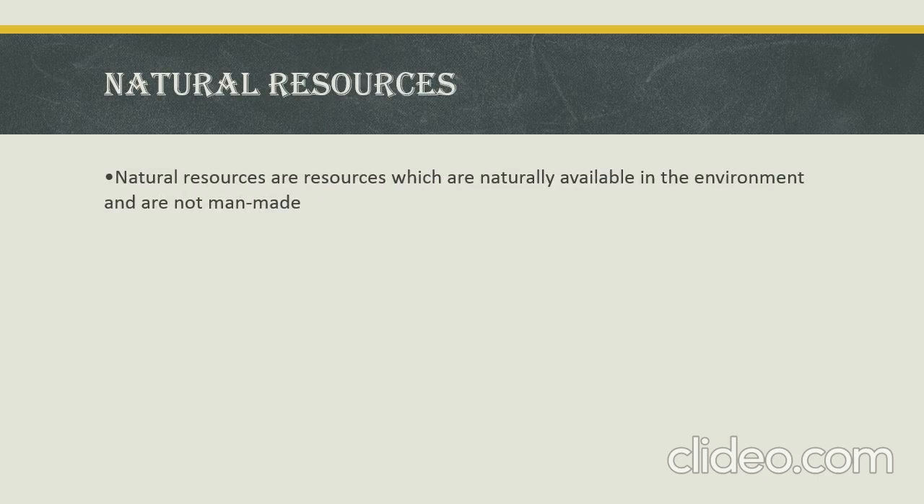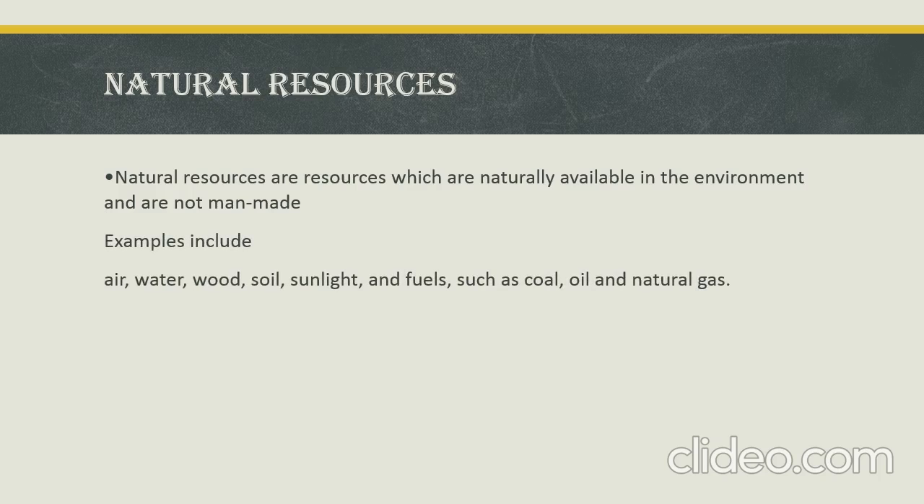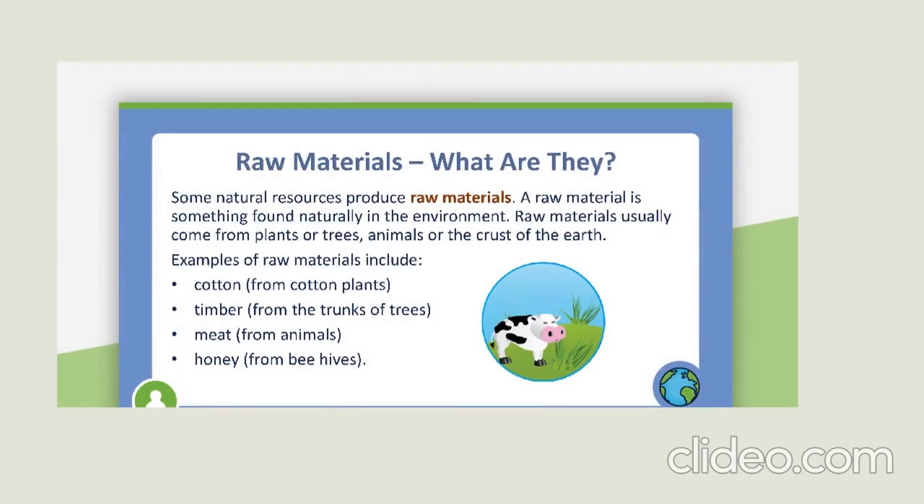So what are natural resources? Natural resources are the resources which are naturally available in the environment and are not man-made. For example, air, water, wood, soil, sunlight, and fuels such as coal, oil, and natural gas. So students, the natural resources come from raw materials.